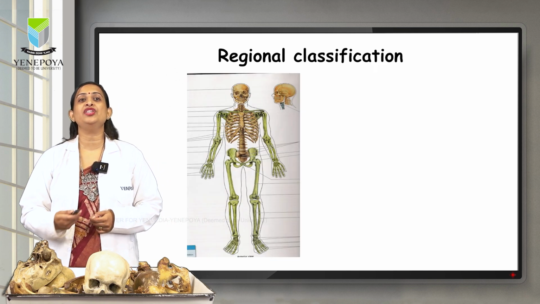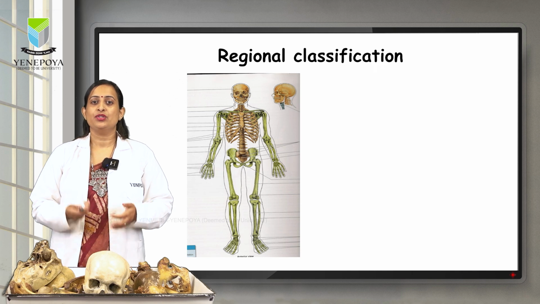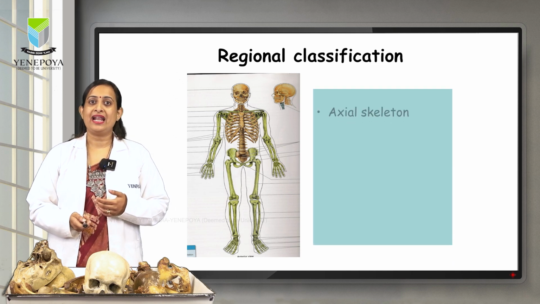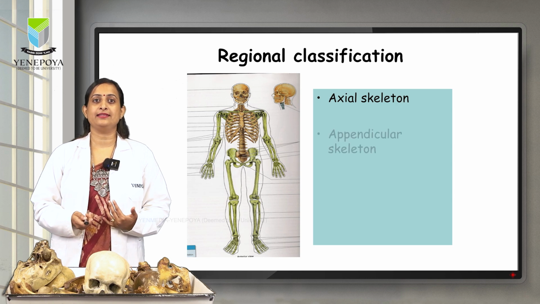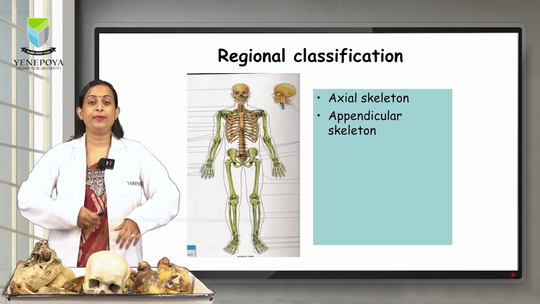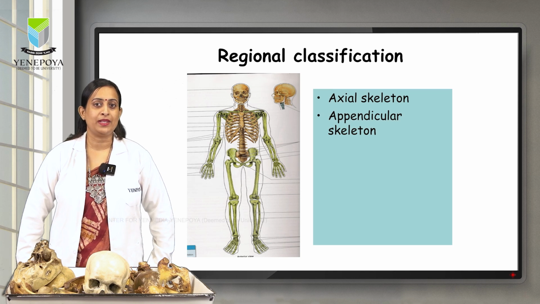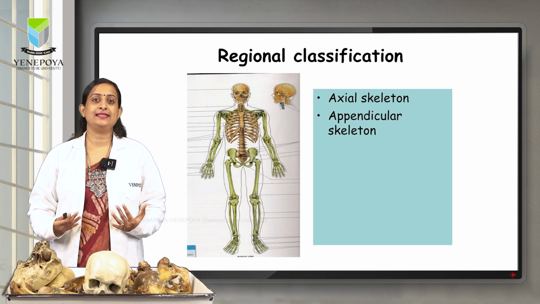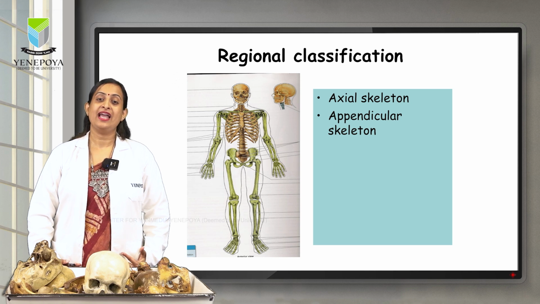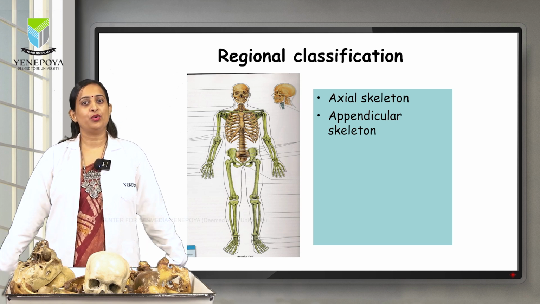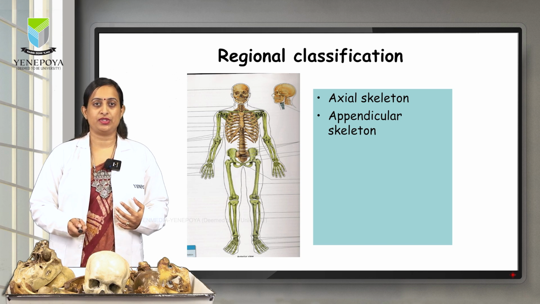Then let's move to the regional classification. Depending on where the bones are present in our body, they can either be present in the axial skeleton in the center, or the appendicular skeleton. The appendicular skeleton comprises the upper limbs and the lower limbs, which join with the axial skeleton. So the bones which are present in the axis of the body are called axial skeleton bones, and the bones which are present in the appendicular aspect are the appendicular bones.